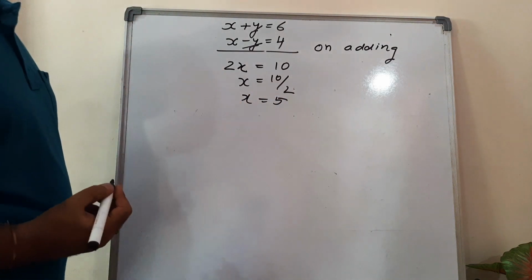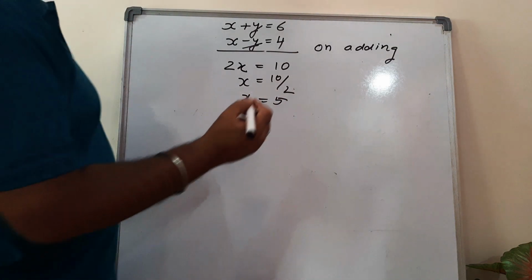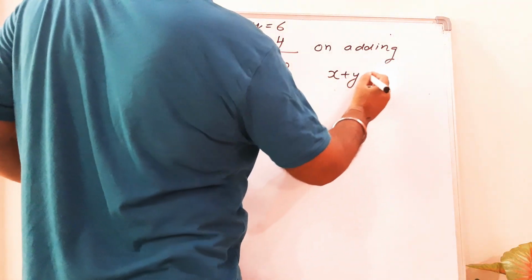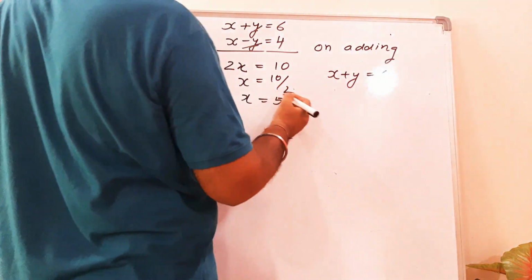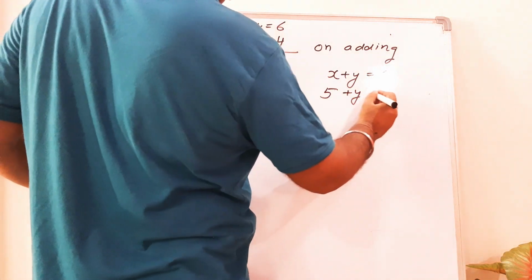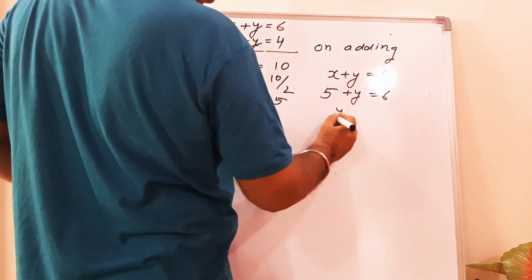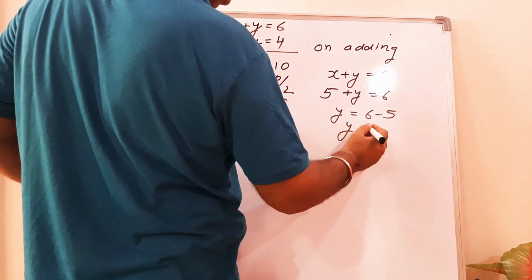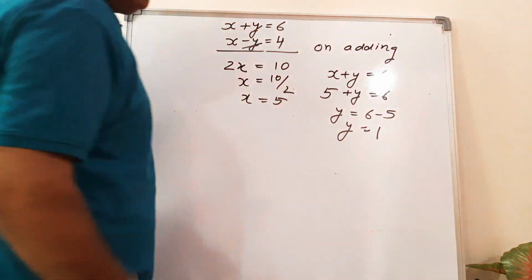Now suppose you have to find the value of y. In any equation you can put the value, here x plus y is equal to 6. In place of x you can put 5, so 5 plus y is equal to 6. So y is equal to 6 minus 5. Y is equal to 6 minus 5 means 1.